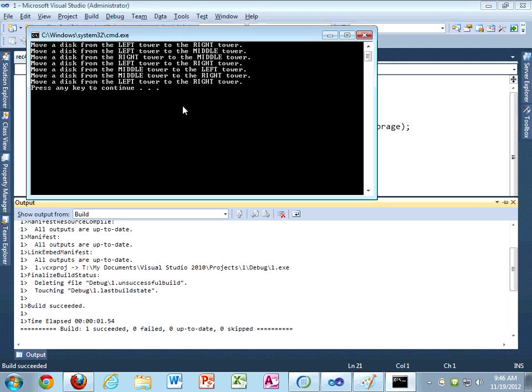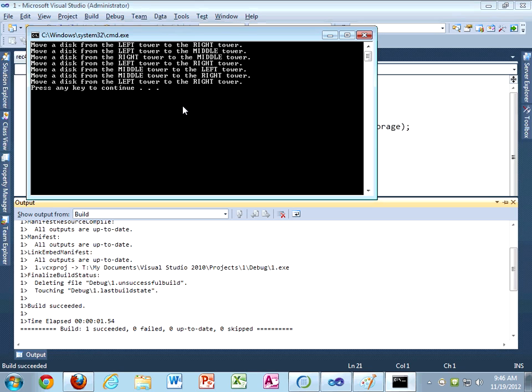Anyway, go ahead and read through those, and I think you'll find out that if you follow those steps, you'll successfully move 3 disks from the left tower to the right tower. Okay? Yeah, that works. Okay.